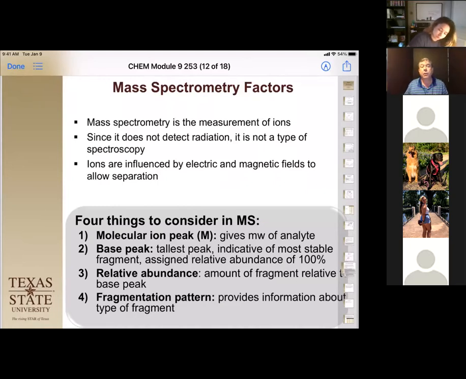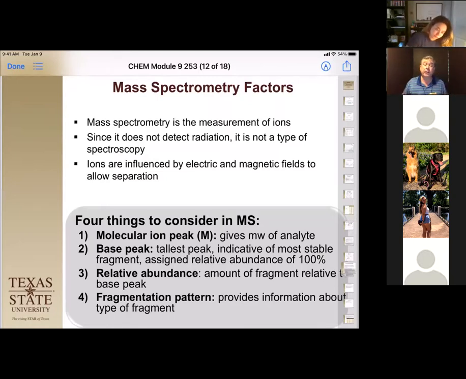Okay, so in mass spectrometry, we have 4 things to consider. Number 1, the molecular ion peak. So that's going to be the molecular weight of the full molecule that you were trying to analyze. Okay, so it's going to be the actual grams per mole of the compound itself. Then from there, we go to the base peak. The base peak is actually the tallest peak on the spectrum.